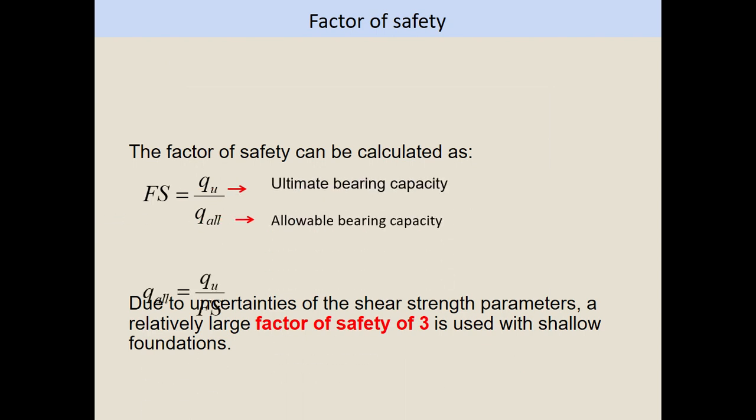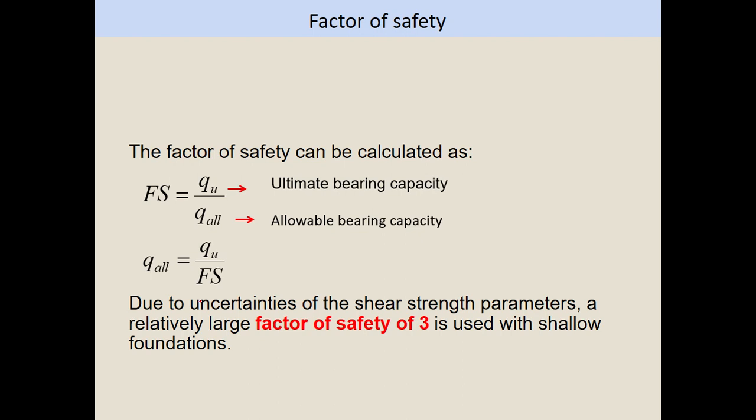The factor of safety. Of course, if you design a structure, you design the slope, you have to check the factor of safety. So factor of safety equals qu divided by q allowable. qu is the ultimate bearing capacity. So the ultimate bearing capacity is the maximum pressure that the soil can support.